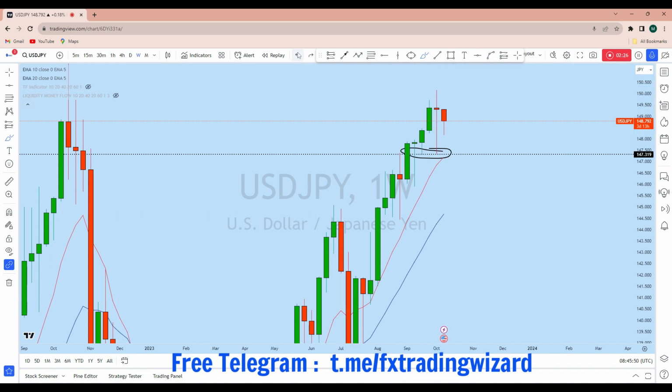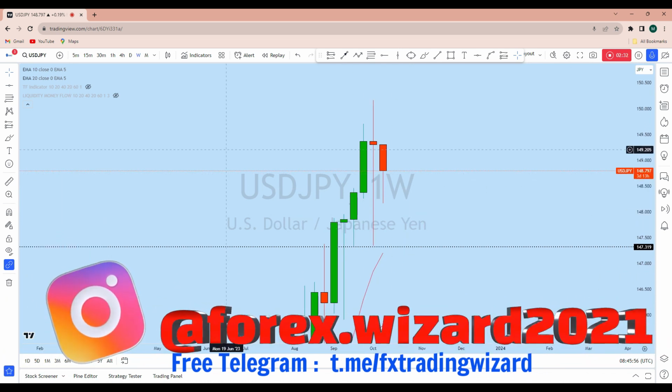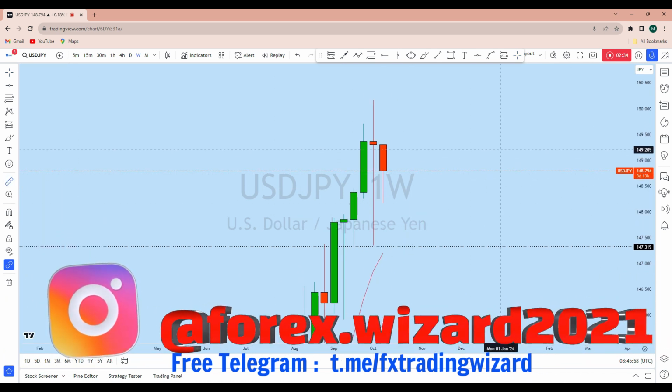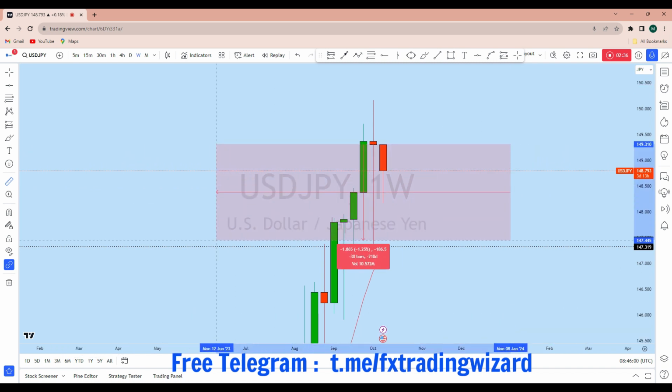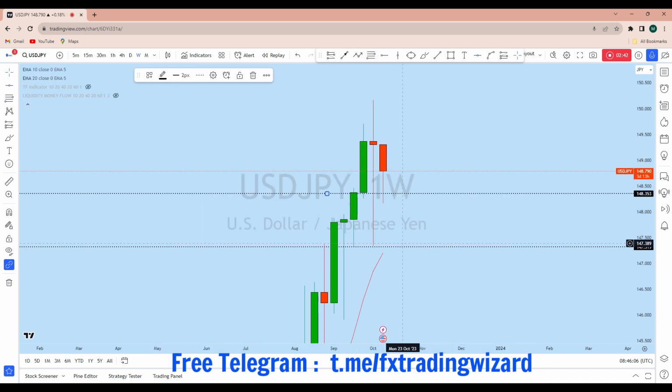This week so far we see that the price initially tested the lower wick of this long wick candle. If we consider 50% of this long wick to be retraced, dollar yen has already tested the 50%, and now we can expect dollar yen to go up to test this resistance line. This is the weekly candle.